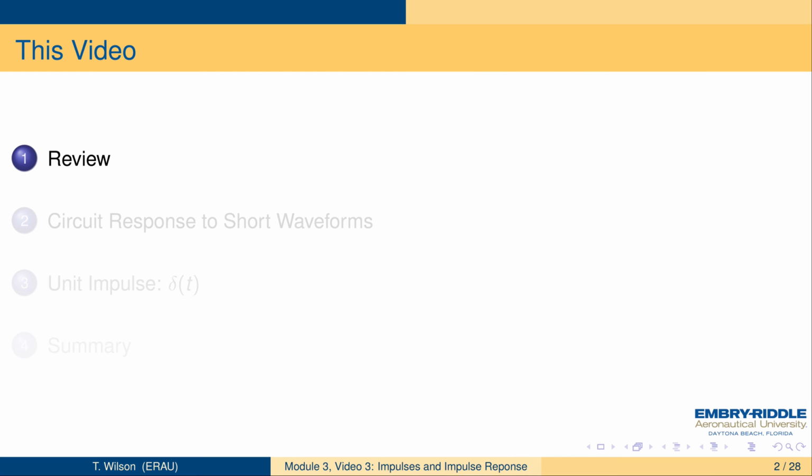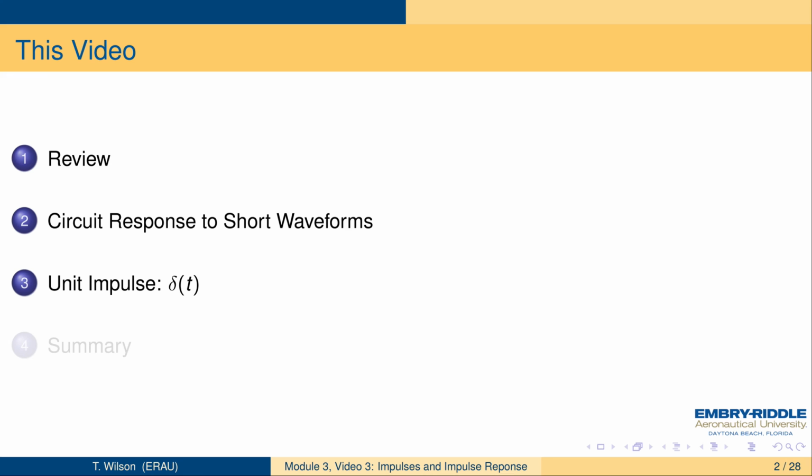We want to review what we've done previously. We want to look at what happens when you excite a circuit with a very short waveform and maintain the area of the waveform constant. Then we want to define what the unit impulse is, the delta of t function, and then we want to summarize what we've done here to look at the future.